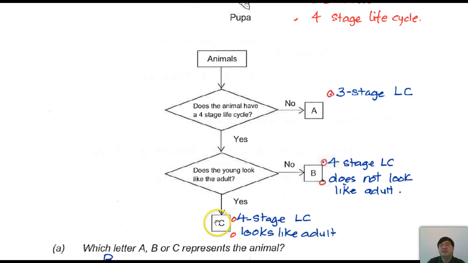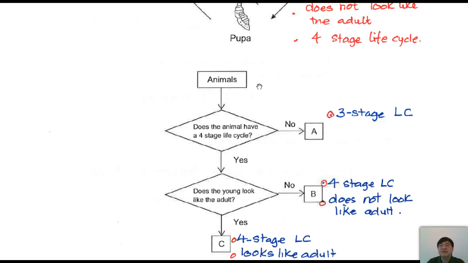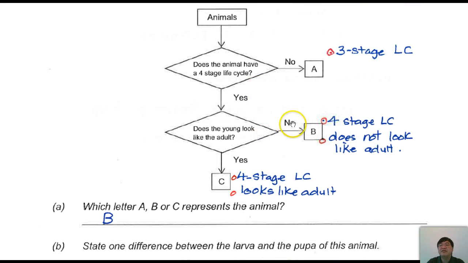But before you determine an answer, take a look at the last one here. Does the young look like the adult? Obviously it does not look like the adult for the butterfly. So B is definitely the butterfly. C, no. A 4-stage animal that looks like the adult is C. I've yet to think of any animals that look like the adult with a 4-stage life cycle. So B is the answer for butterfly as described by this whole chart here.